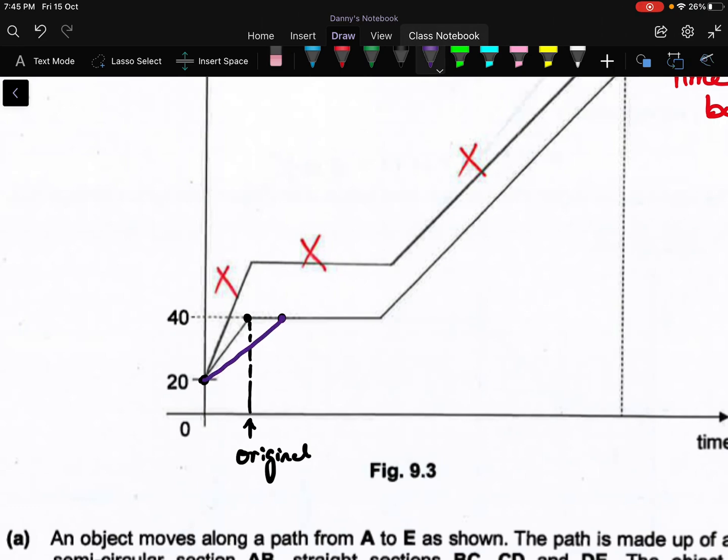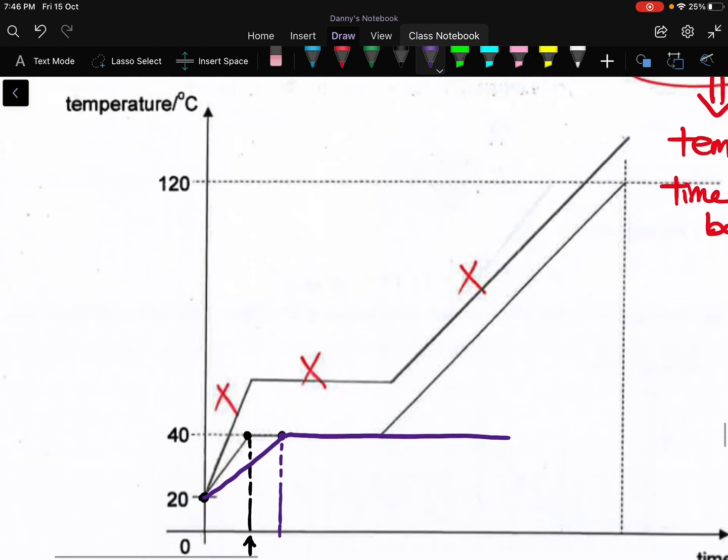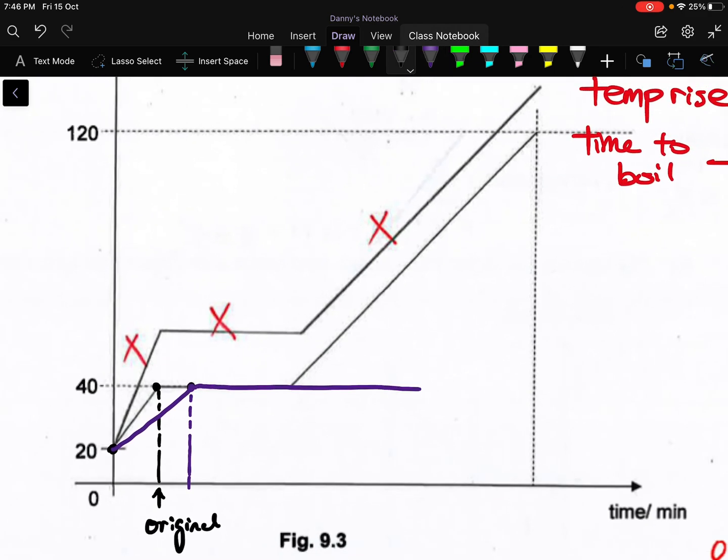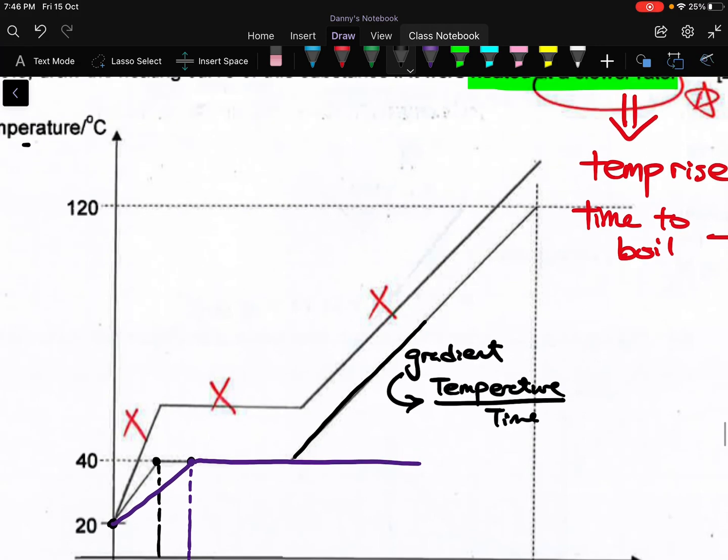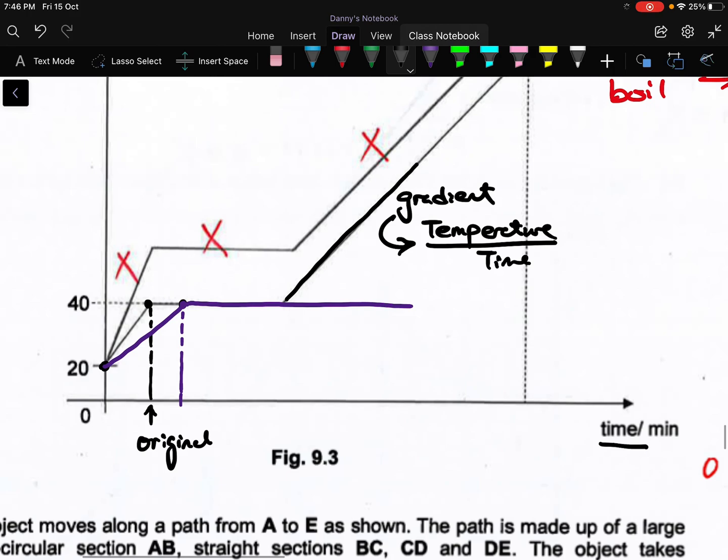You should actually bring the temperature to 40 at a later time, right? Well, you can end it here, you can end it here, it's up to you, as long as it is slower. Then it will take a longer time to boil, so I make sure I take a longer time to boil. And then what will happen? Well, it will be slower, right? So you can see that this is my original line. This gradient represents temperature over time, right? This is the gradient, correct or not? Temperature over time.